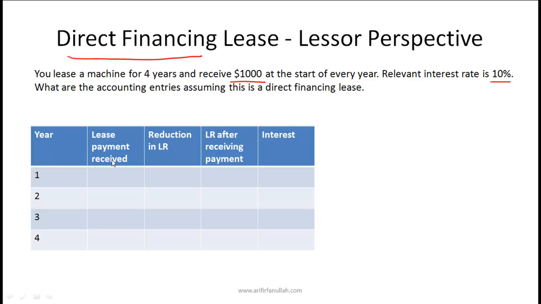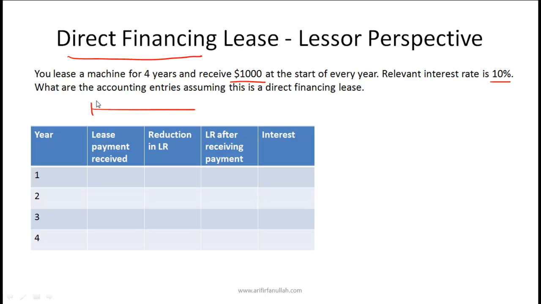Now, I have made this example slightly different from what you might see in some study notes. Many study notes, to keep this simple, make the payment at the end of a period. But as I stated in an earlier lecture, mostly with leases, payments are made right at the start of every period. So let's do this example with the assumption that payment is made at the start of every period.